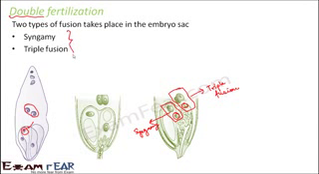Now since two types of fusion take place inside the embryo sac, that is why it is called double fertilization. And it is a characteristic of the angiosperms. It doesn't happen in gymnosperms. In gymnosperms there is just one fusion taking place inside.